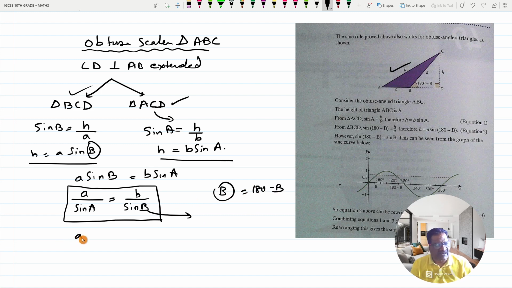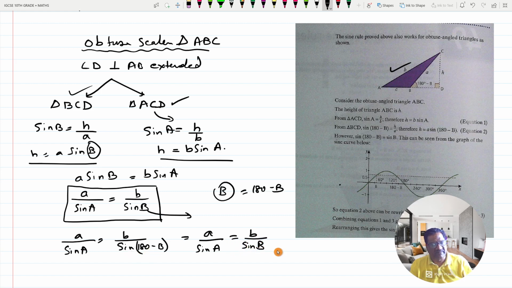So you can write this as A upon sine A equal to B upon sine of 180 minus B. But by trigonometry, if you follow the graph of a sine function, you will find that sine of 180 minus B is the same as sine of B, and that is why we can take sine of 180 minus B as sine B only. So our sine rule works in this case also. It will be A upon sine A equal to B upon sine B.